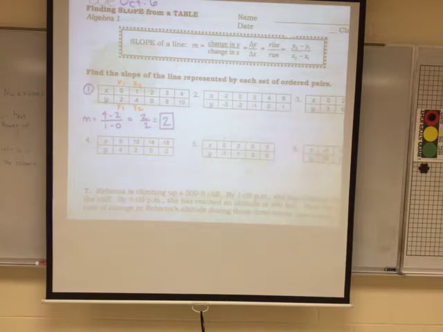Be sure to show your work on the next 5 problems the same way. You can choose any 2 points from the table. It does not matter which 2 points you choose.